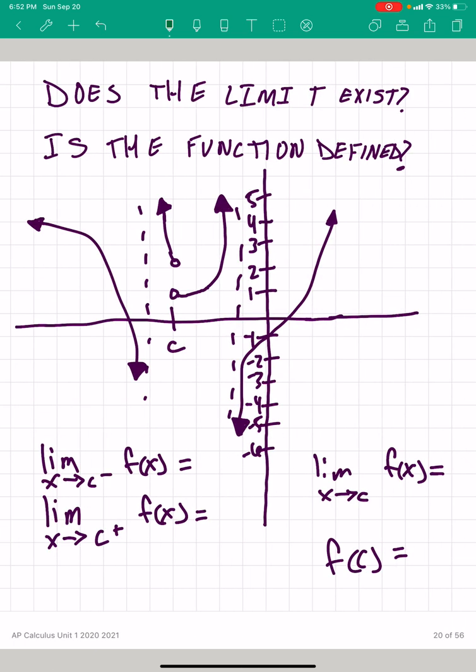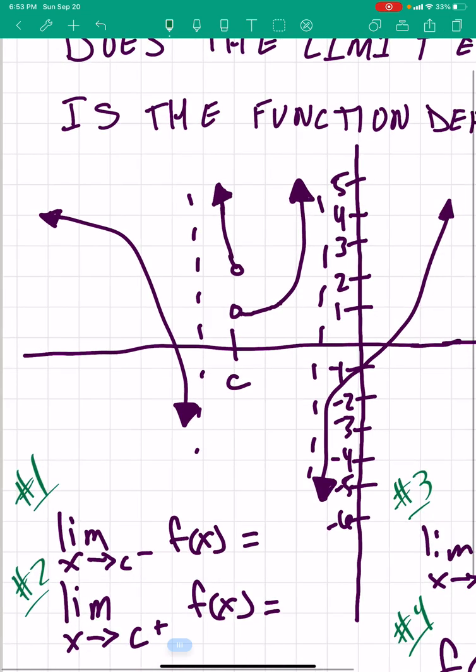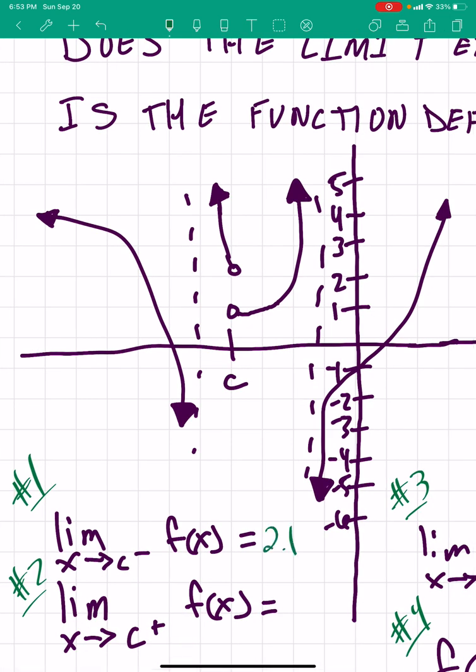Let's try this one. I'm going to coach you again through this by saying freeze the video and see if you can answer 1, 2, 3, and 4 on your own. Okay, let's check the answer. The limit as x approaches c from the left of this function. From the left, I trace the function and I notice it's a little bit above 2. Just a little bit above 2. So we'll say about 2.1. How about from the right?